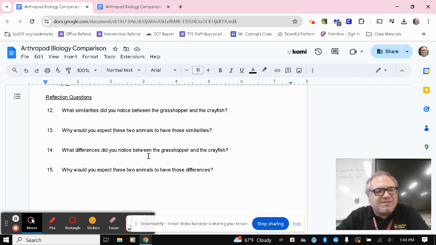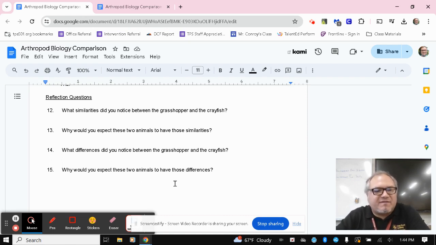Number four, what differences did you notice between the grasshopper and the crayfish? Again, they're not totally the same. So what differences did you observe? And then finally, why would you expect these two animals to have those differences? Again, think about that relationship of form and function. What is different about both of these organisms that would cause these differences to pop up?